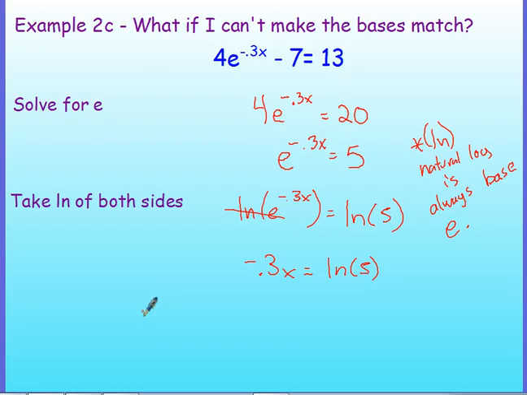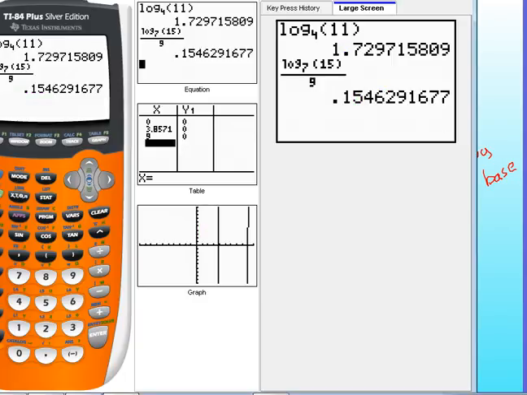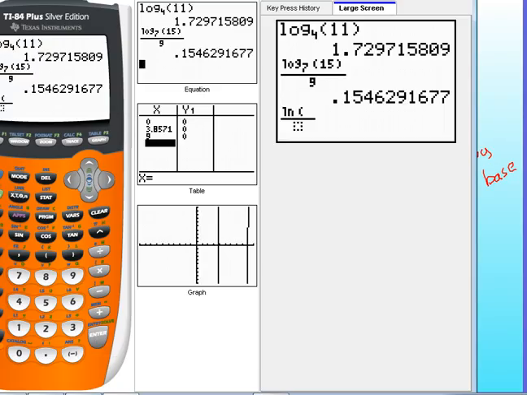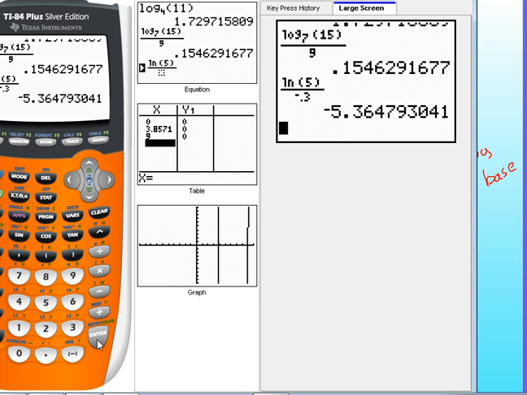And then what do you think I'm going to do? Divide by what? So x equals the natural log of 5 divided by negative 0.3. So let's go to our calculator. Does everybody know where my natural log button is? Right here next to number 4. So again, how am I going to do this, do you think? Set up a fraction. Natural log of 5 divided by negative 0.3, right? Press enter. Bam.